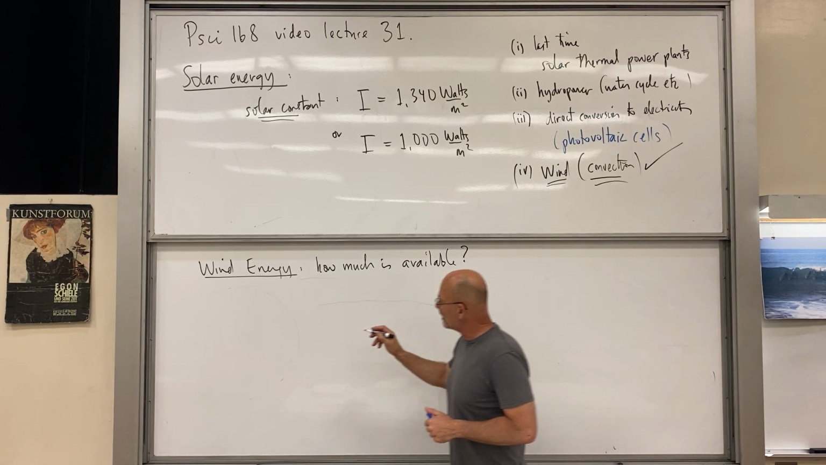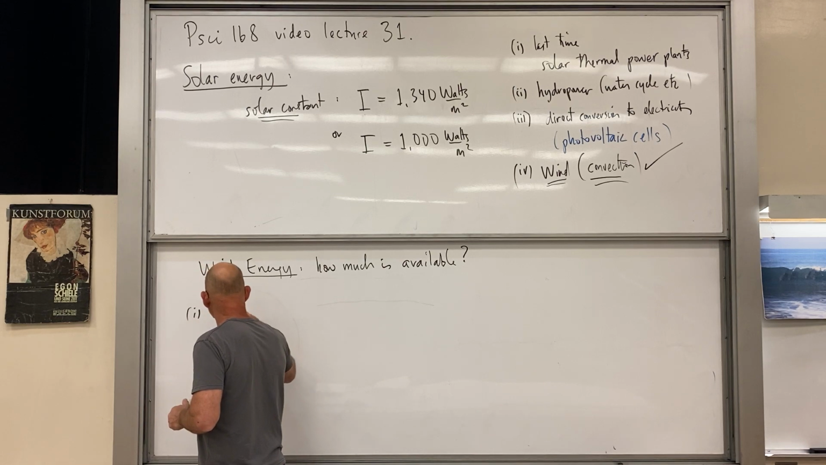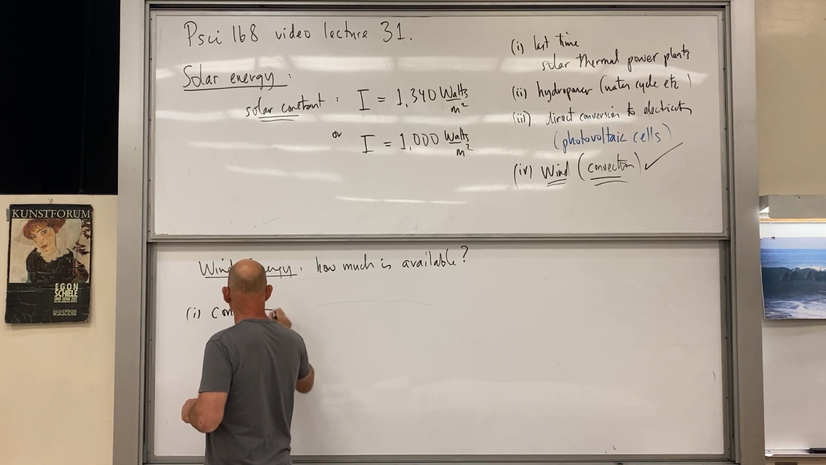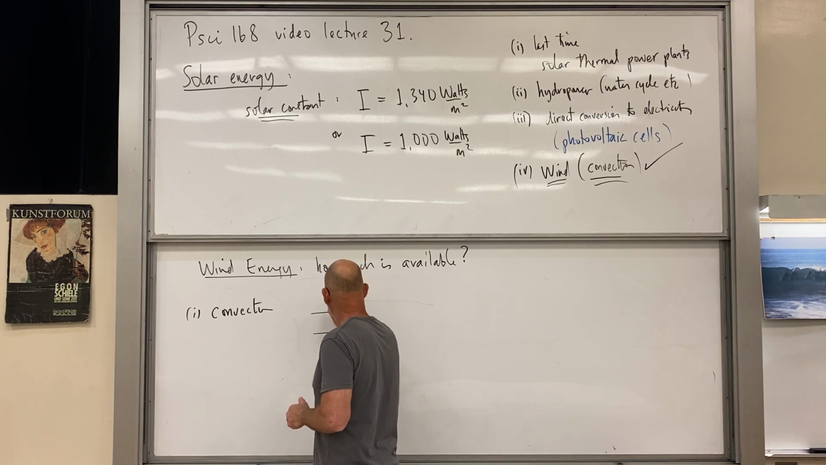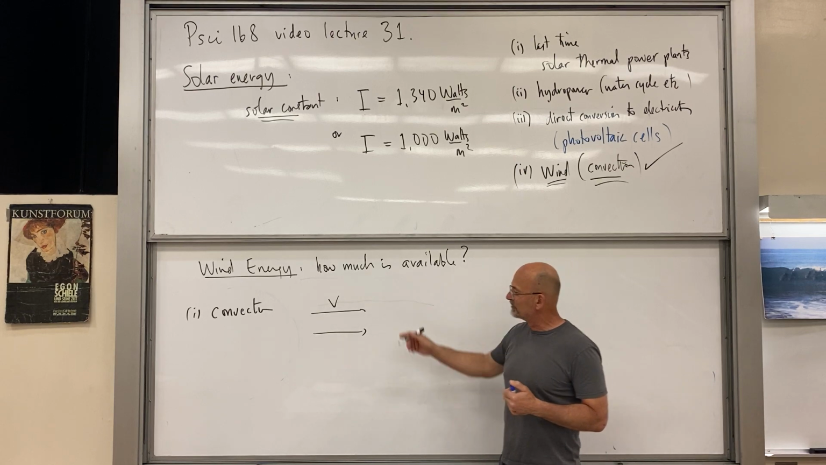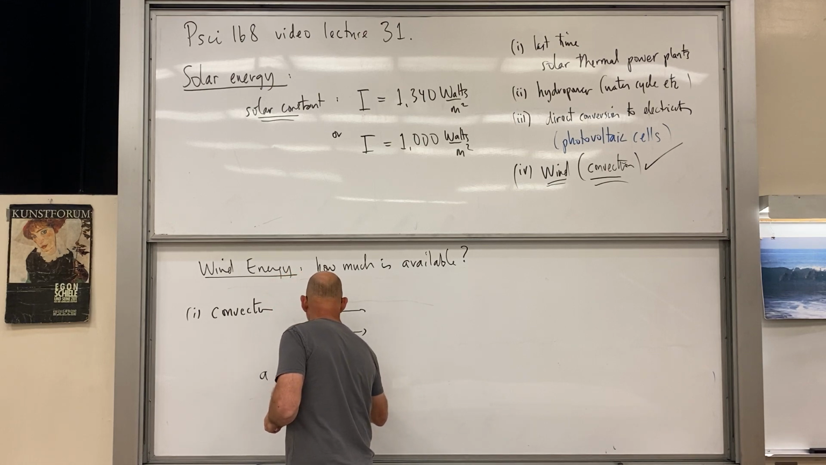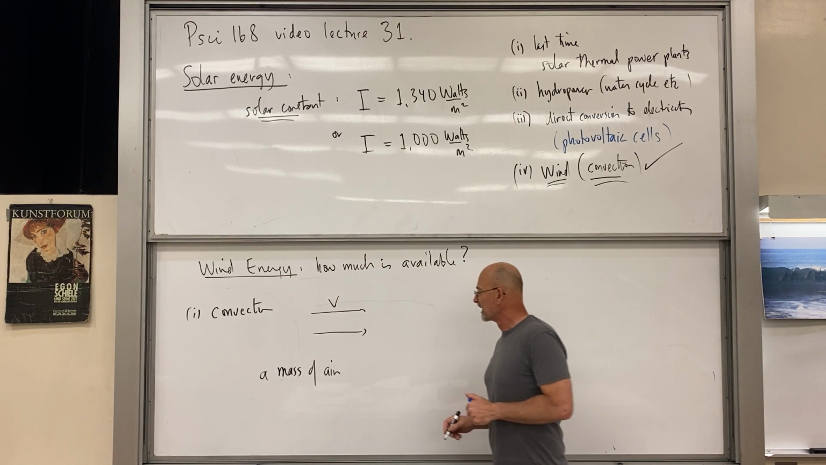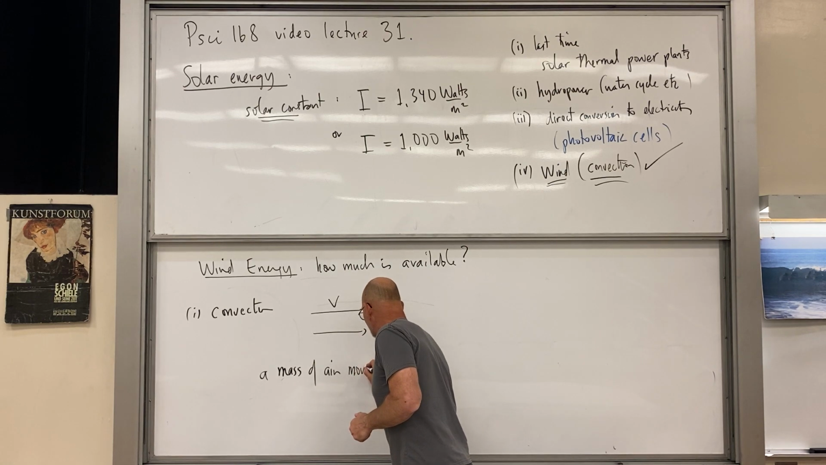And first of all, let's list this again. We're talking about convection. We have a breeze. So that's a moving mass of air that's moving with speed v. A mass of air, moving with speed v.